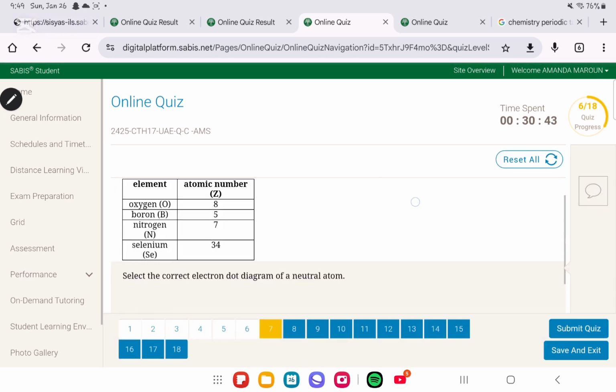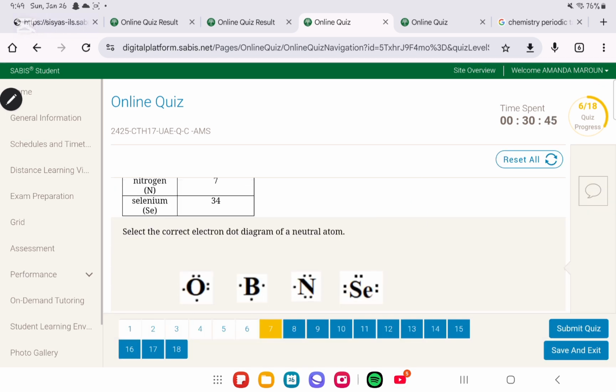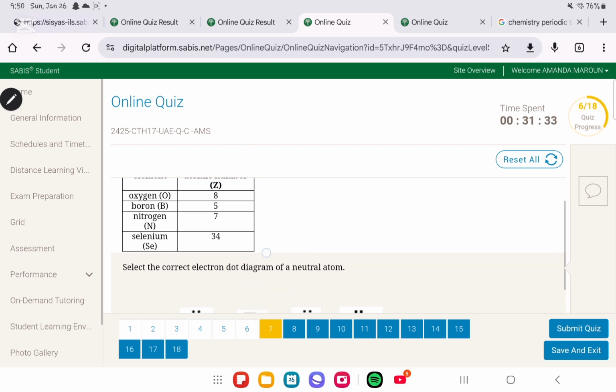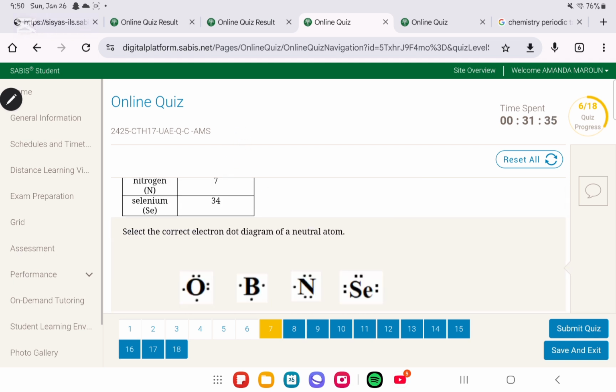Moving on to question number 7. They said select the correct electron dot diagram of a neutral atom. A neutral atom means it did not receive or lose any electrons. So we're gonna keep in mind these over here, okay? So they told us oxygen has an atomic number of 8. That means if you do the electron configuration, 2, 6, it's supposed to have 6 valence electrons if it is neutral, meaning it has no charge. So 1, 2, 3, 4, 5, 6. And they are placed in the correct order, so we are gonna choose it.